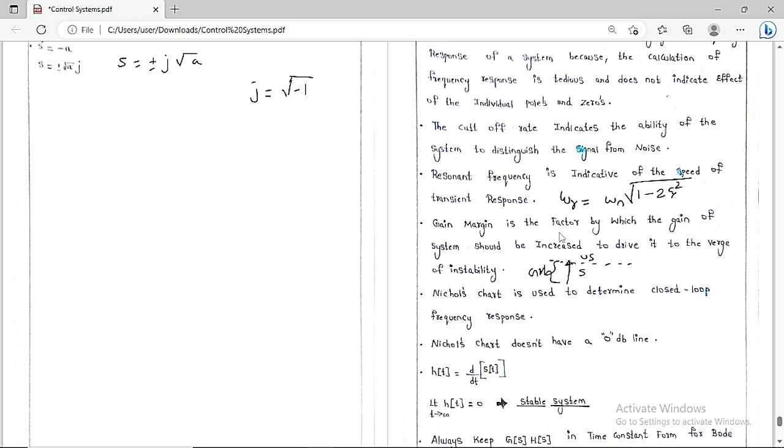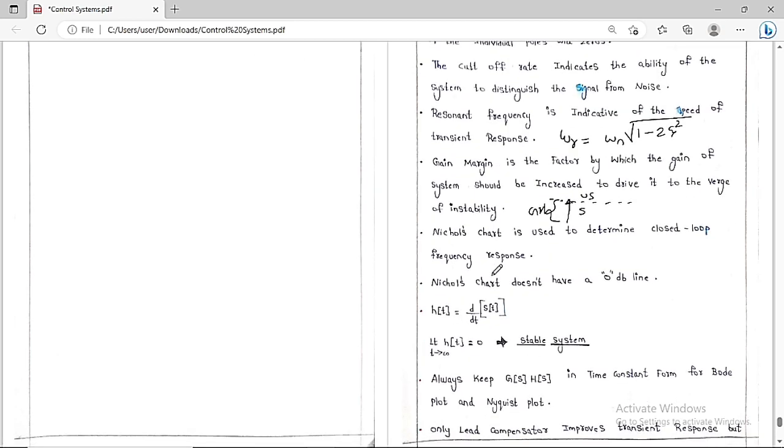The next point is Nichols chart is used to determine the closed loop frequency response. I already told you Nichols chart is used to determine the closed loop frequency response. So with the help of Nichols chart we are going to figure out the closed loop frequency response, that is, for the closed loop transfer function, what is the nature of the frequency response.